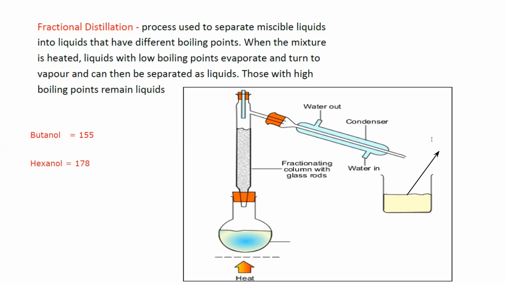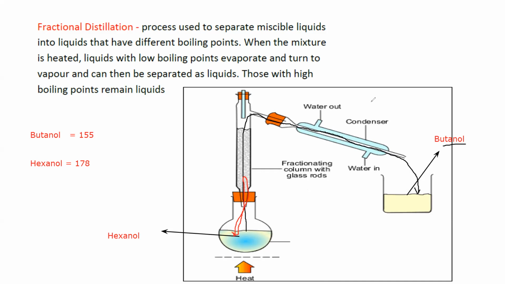So we will have butanol here, and hexanol will be left in this distillation flask. Why? Because hexanol has a high boiling point. So a substance with a high boiling point will remain in the flask, whereas a substance with a low boiling point will rise. When butanol rises, it will condense and we collect butanol. And what happened to hexanol? Hexanol will rise, but it needs a very high temperature to remain in vapor form, so it will return back into the flask.